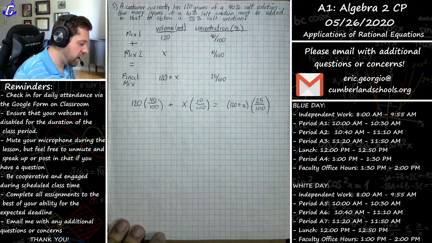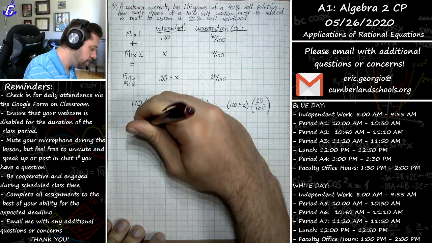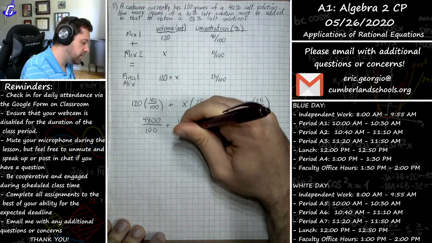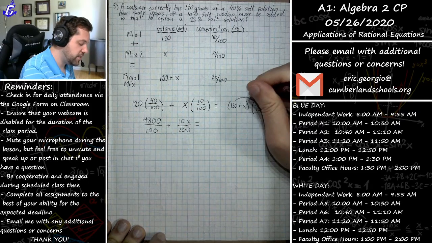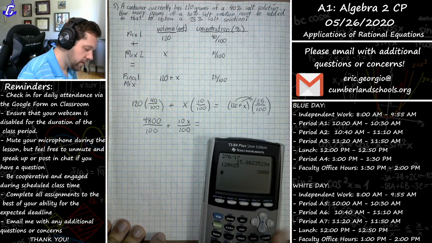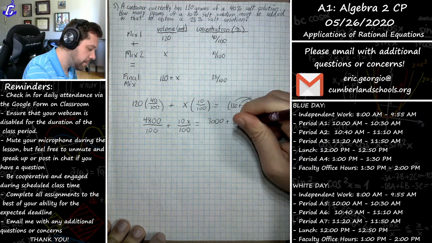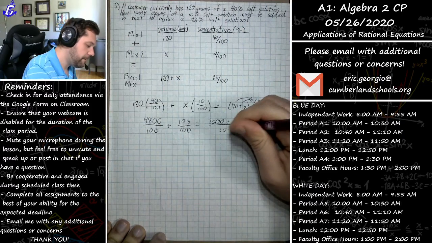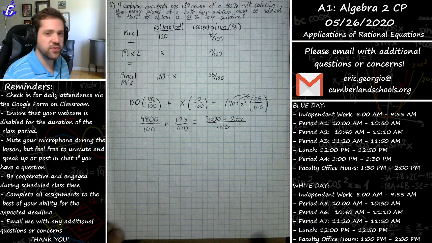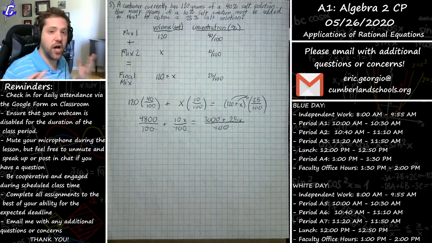If I multiply here, 120 times 40, that's going to be 4,800 over 100 plus 10x over 100 is equal to, a little distributing here, I have to do 120 times 25 in my calculator. We get 3,000 plus 25x all over 100. The reason why at the very start of my problem it was beneficial to not reduce is the fact that now all of our denominators match up already.